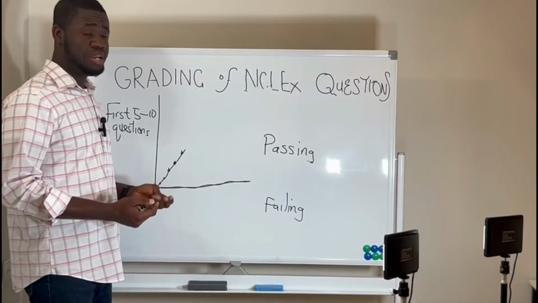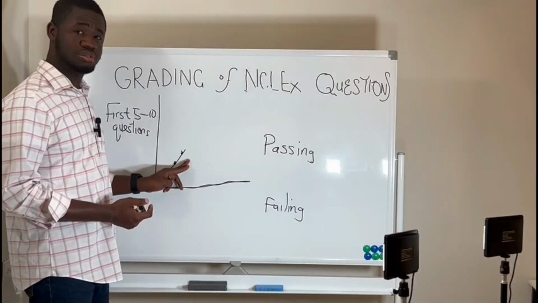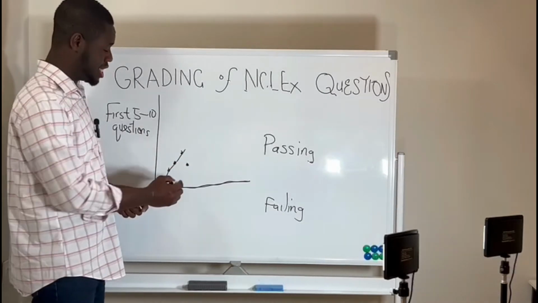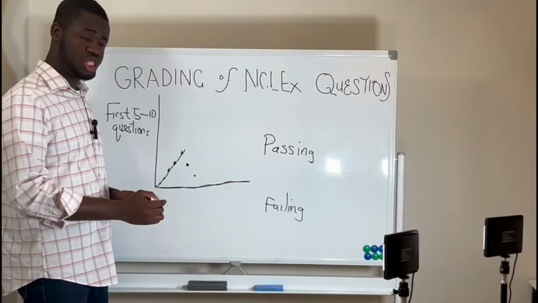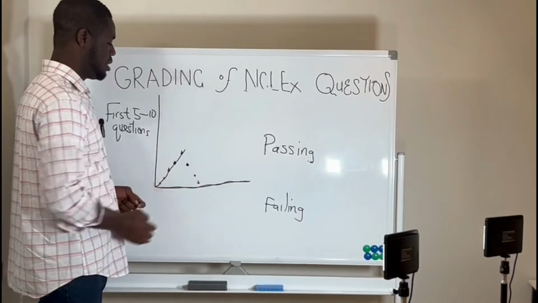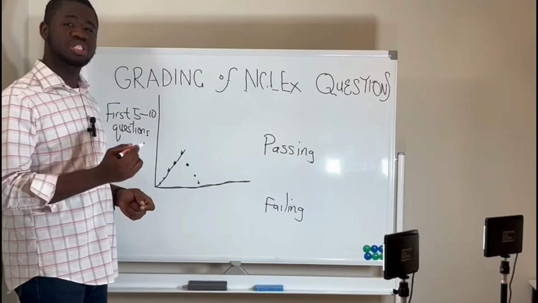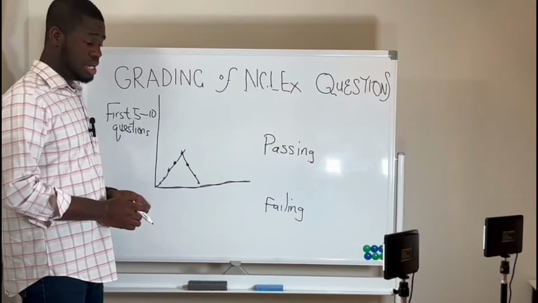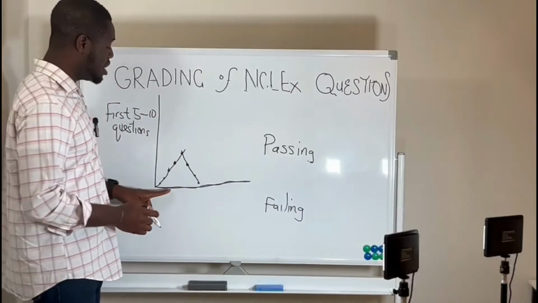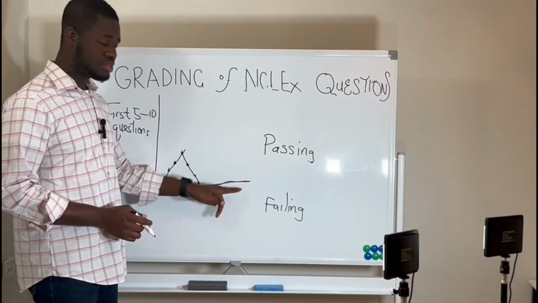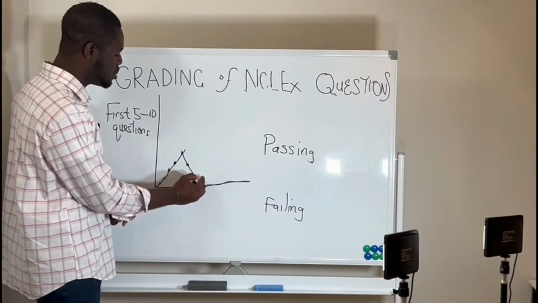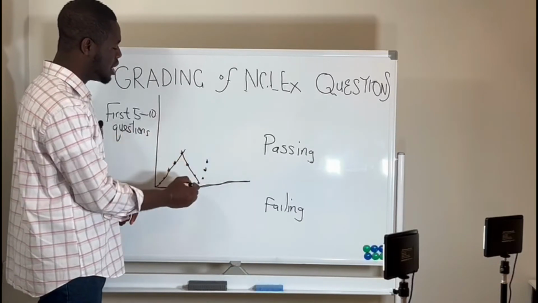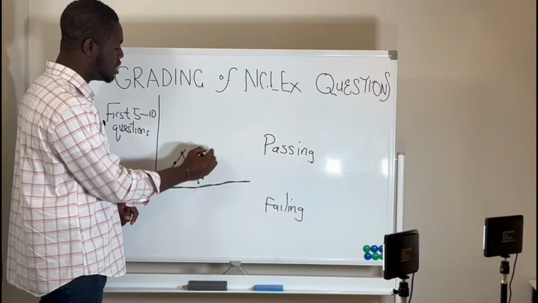And maybe at the 6th question, the test taker misses it. 7th question is missed. 8th question is missed. So the computer records that as a downtrend, even though the test taker is still above the line. At the 10th question, you get it right, 11th question right, 12th question right, and the following question right.